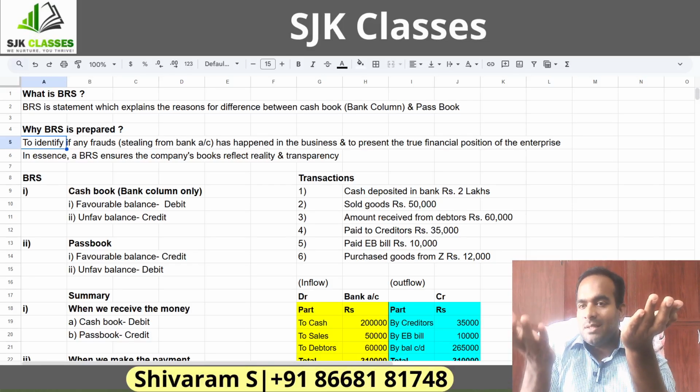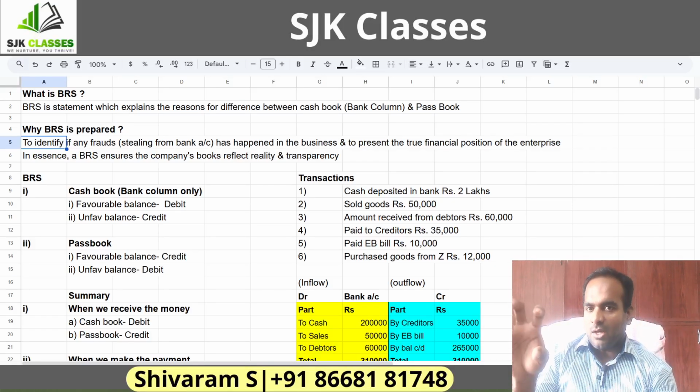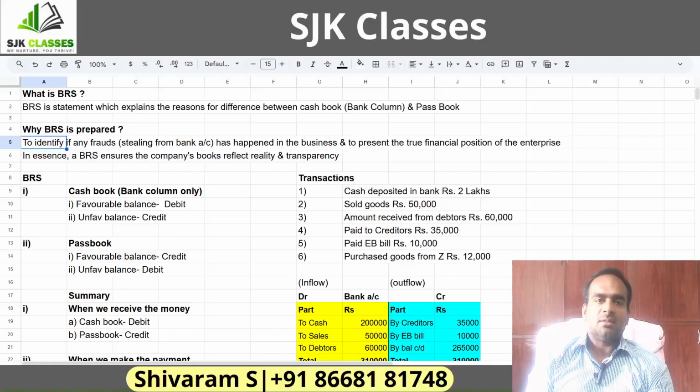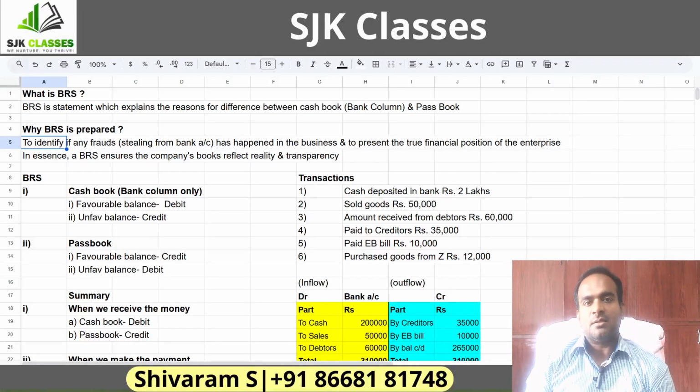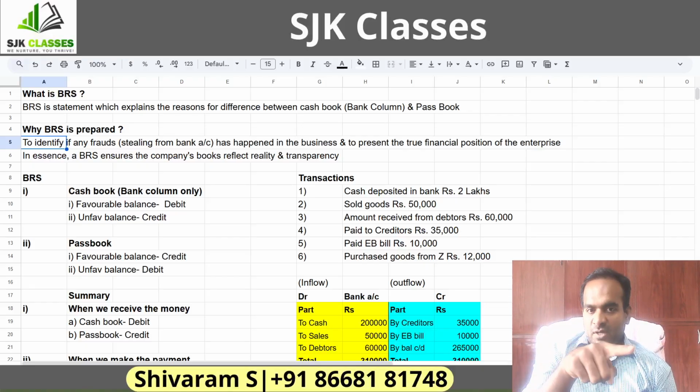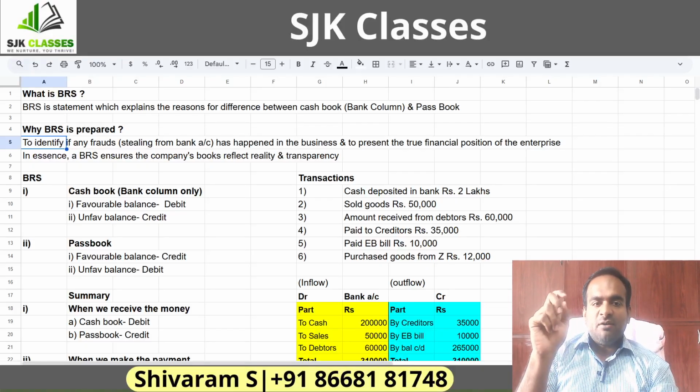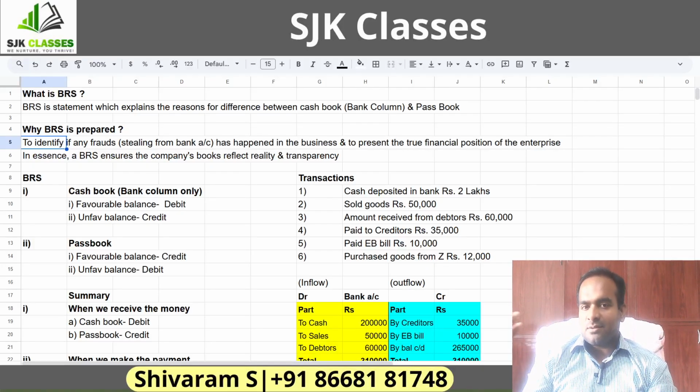So these types of frauds, where the accountant steals the money from the bank account, this type of theft can be identified through BRS. Not all frauds can be found through BRS. Keep this point in mind. These types of frauds where someone is stealing the money from the bank account can be identified through BRS. That's what we're referring to in this point: to identify if any frauds, stealing from the bank account, etc., have happened in the business and to present the true financial position of the enterprise.